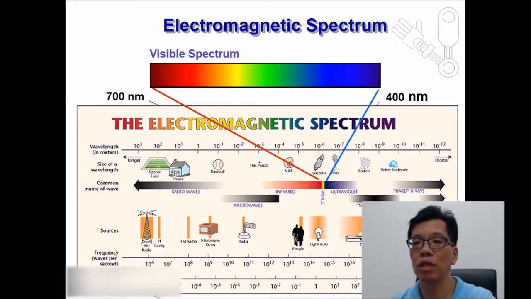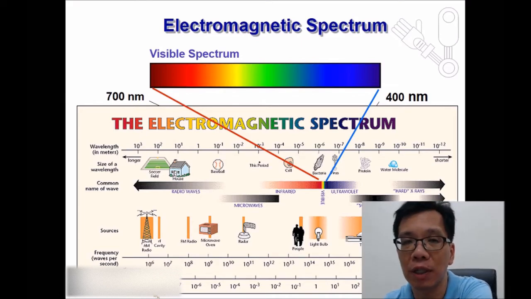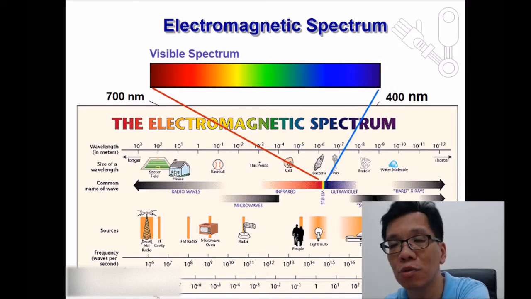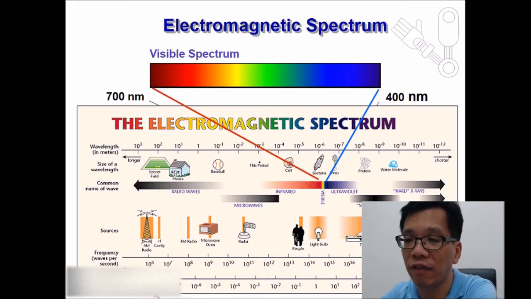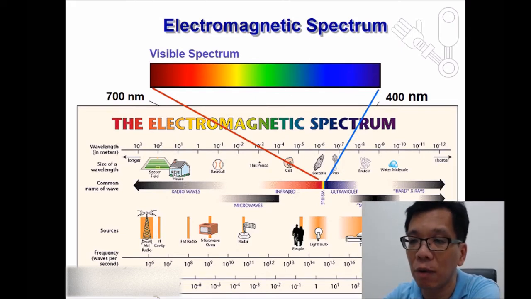Between 700 nanometers and 400 nanometers, that is visible light. Anything within this range gives the colors we call red, yellow, blue, purple, and other colors altogether. Those are the visible lights that we're going to deal with. If the wavelength is longer than this, then it might be infrared.